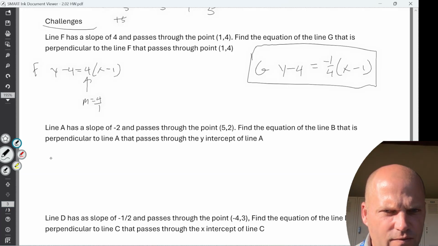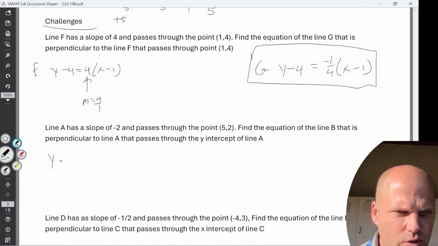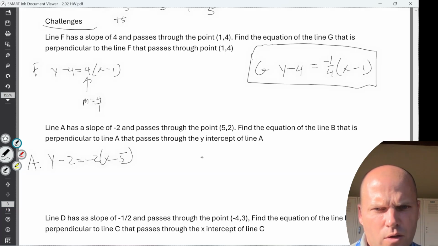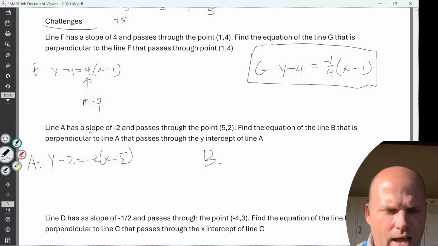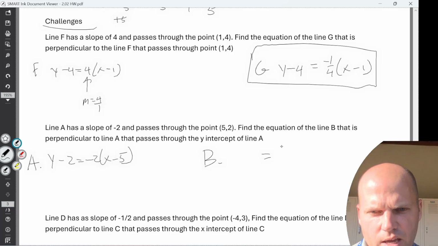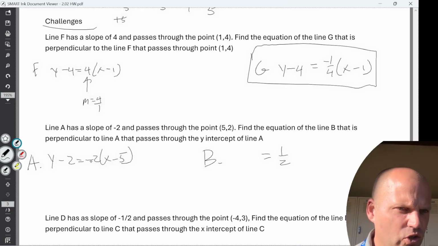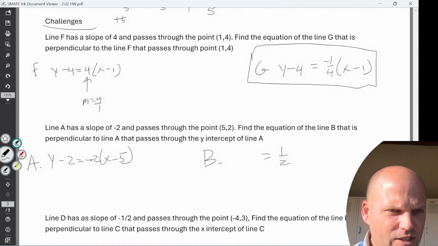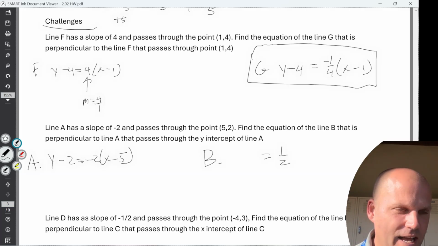Line A has a slope of negative 2 and passes through the point 5, 2. So y minus 2 equals negative 2 times x minus 5. This is line A. B is perpendicular to A, so I know the slope of B has to be a half because the slope of A is negative 2. But it passes through the y-intercept of line A.